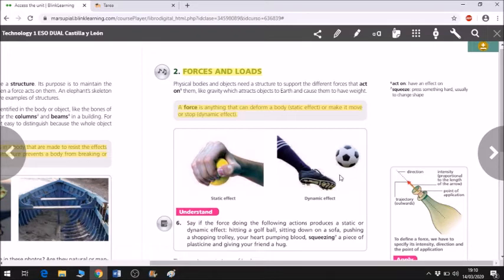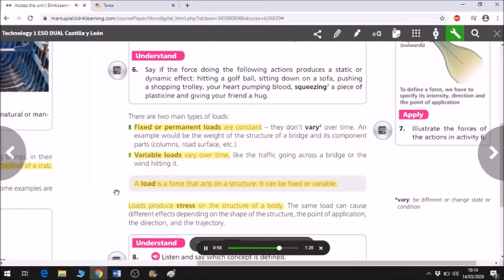In the second picture, when you kick a ball, the ball is changing its position. It moves from one place to another. So that's the difference between static and dynamic. Static, remember, means that it is always in the same place. You can change the shape of an object, but you are not moving it. And dynamic means movement. A load is a force that acts on a structure.